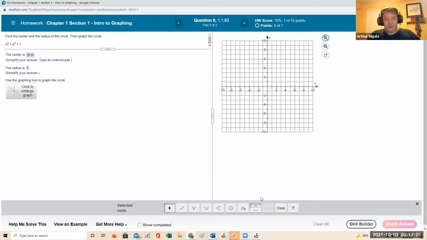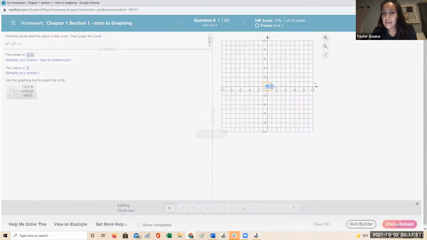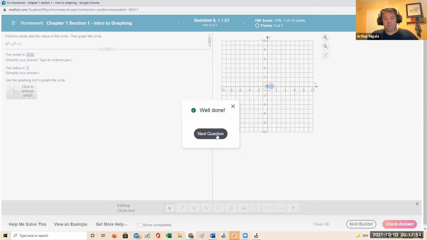Now when we want to graph it, we look down at the bottom of the screen. Since we know it's a circle, we use that. We first have to find the center of the circle. Remember, our center is 0, 0 and our radius is 1. So from the center, I go out 1. Yours would be 7. I'd go out here and click, and there you have it. That's how you do it.